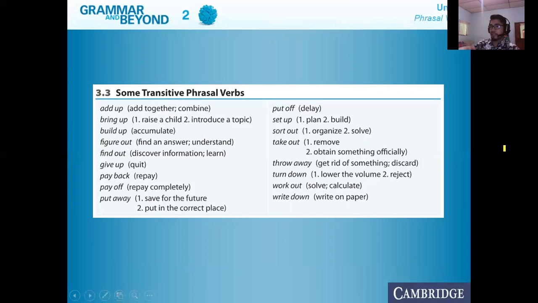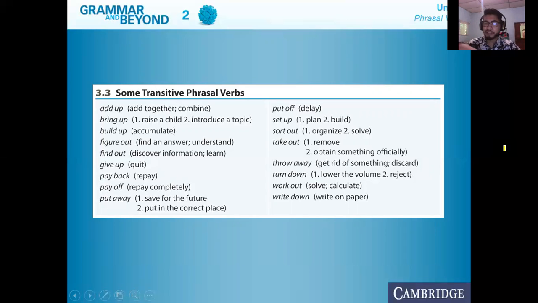Put away is to save for the future or to put it in a correct place. Sometimes it's to put something in a place so nobody can see it. For example, if you are using your phone in class, I can tell you, please put it away. So you know that you have to save it for later use. Put off is to delay. I can tell you, we will put off the class for next week because I have something to do. That means delaying and putting it on hold.